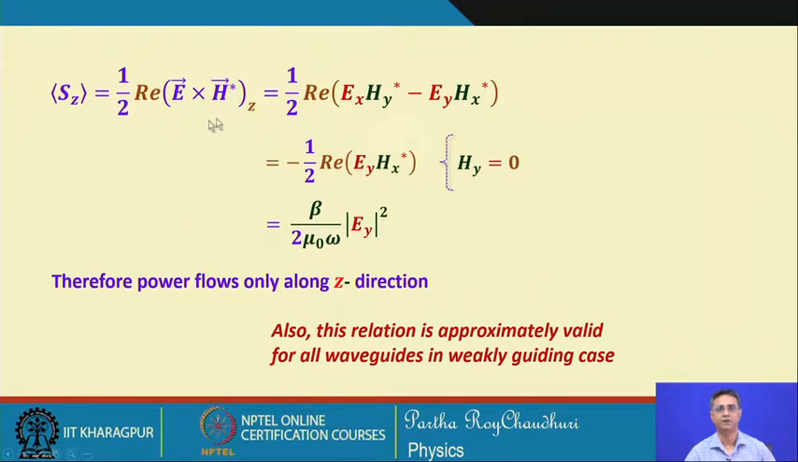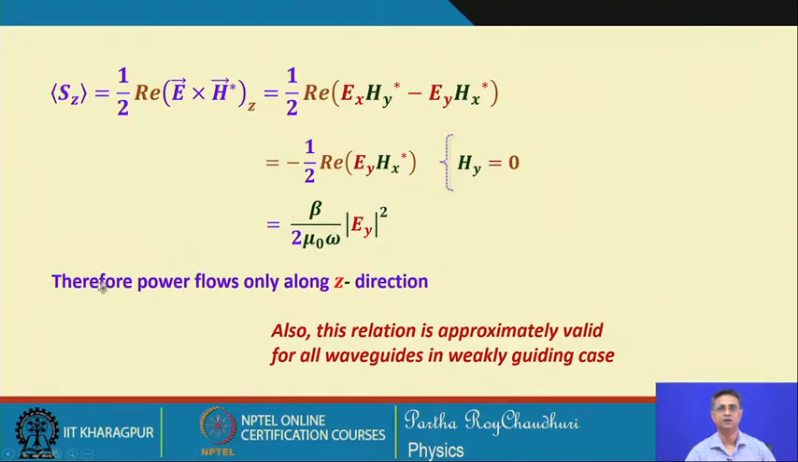In the same way we express this quantity in terms of E and H star, and when you expand this, take the z component of E cross H, you can write this E x H y star minus E y H x star, and because again H y is equal to 0 for TE mode. So, we end up with this quantity, and then if we translate H x using that relation, you can write that this equals beta by twice mu naught omega E y mod square. So, this is the power flow along z.